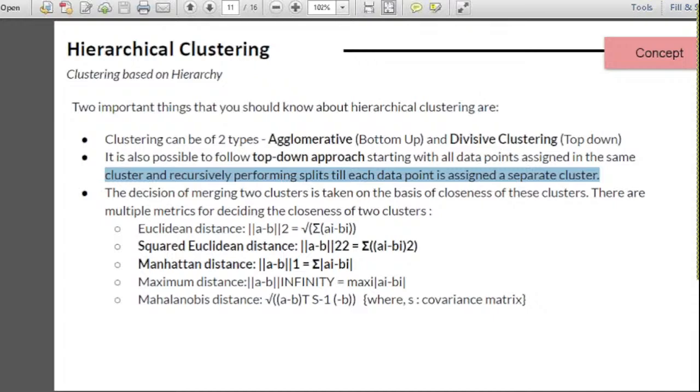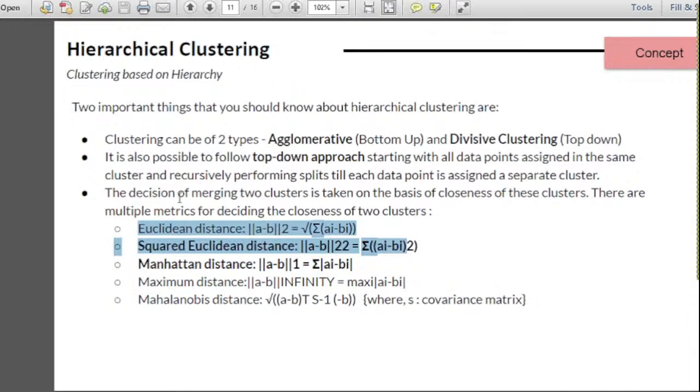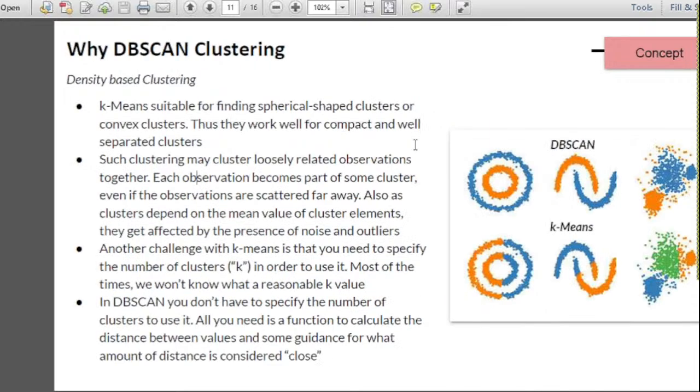The decision of merging two clusters is taken on the basis of closeness of these clusters, right? I've already shown it and discussed it. The two clusters that are nearest are going to be merged. There are multiple metrics for deciding the closeness of two clusters. Euclidean distance is what we know. Then there are some other methods. We can define the methods in the algorithm, but we are doing Euclidean distance, so we'll stick to Euclidean distance. So that's hierarchical clustering.